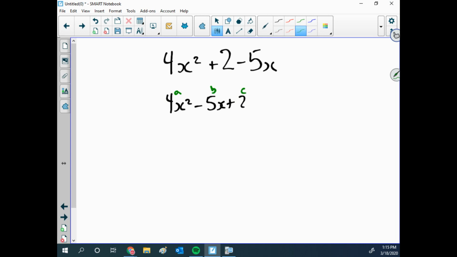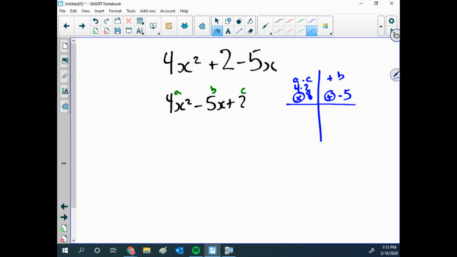So then I can say no GCF there, so I'll just continue on my way. I'm looking for two numbers that multiply to a times c and add to b. So two numbers that multiply to 4 times 2, so numbers that multiply to 8 but add to negative 5.